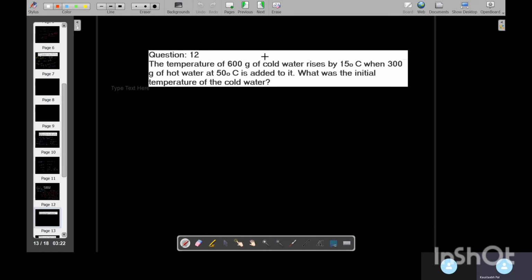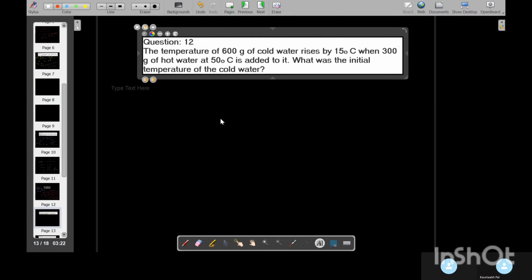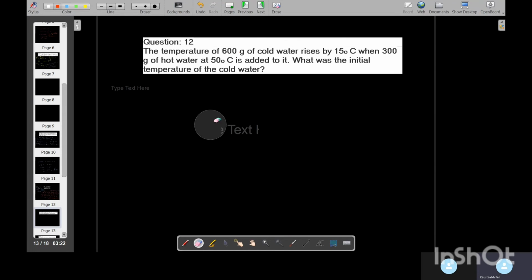The temperature of 600 gram of cold water rises by 15 degrees Celsius when 300 gram of hot water at 50 degrees Celsius is added to it. What was the initial temperature of cold water? This is not a sum of mixture, I guess the sum number has flipped from here to there, don't mind. Let me focus on this sum only, which has come forward. That is question number 12.